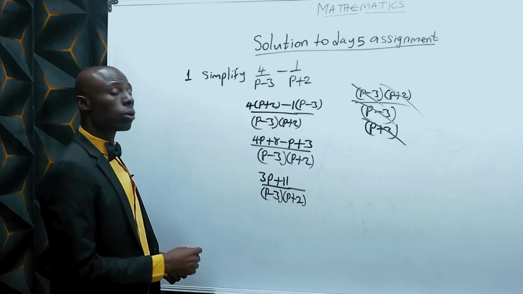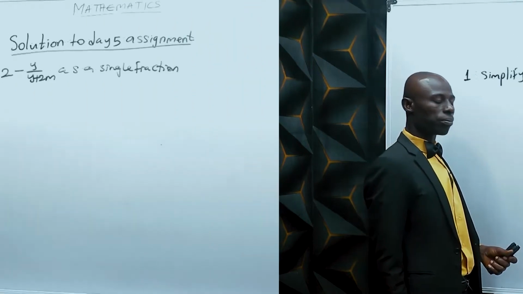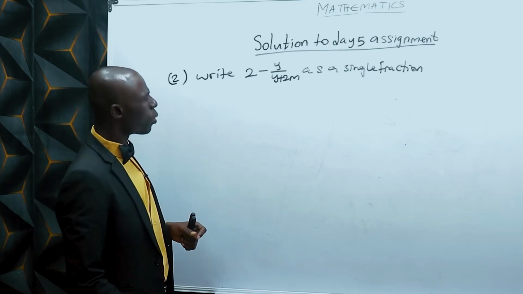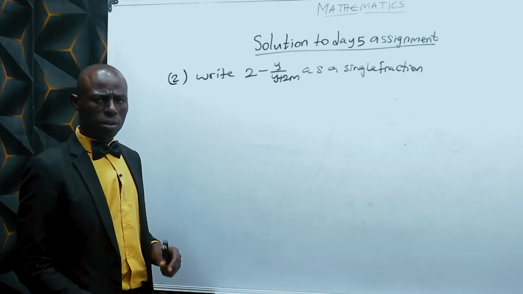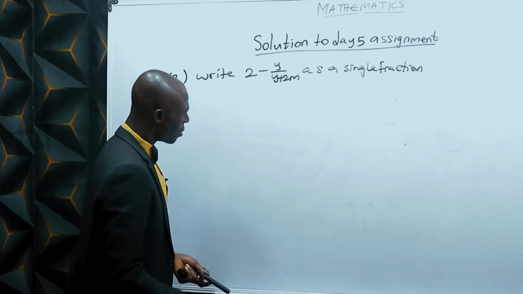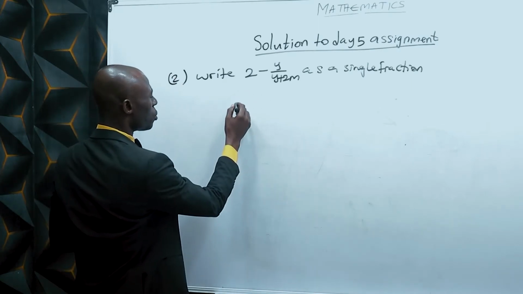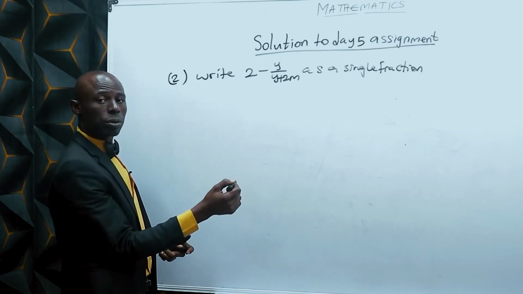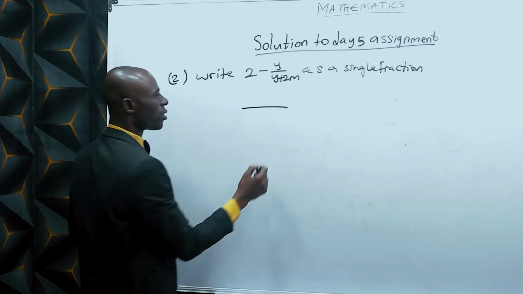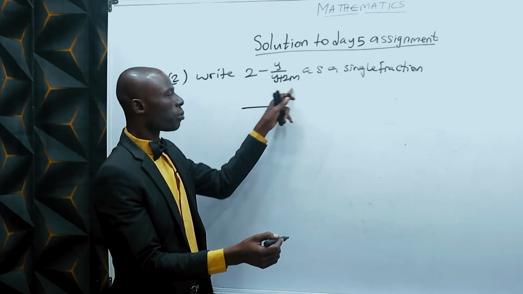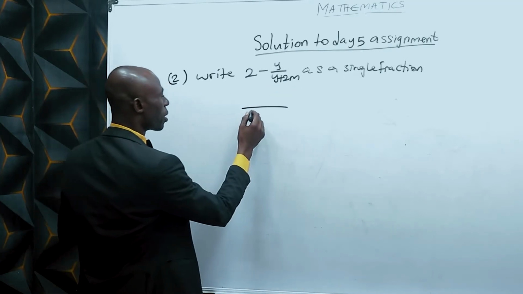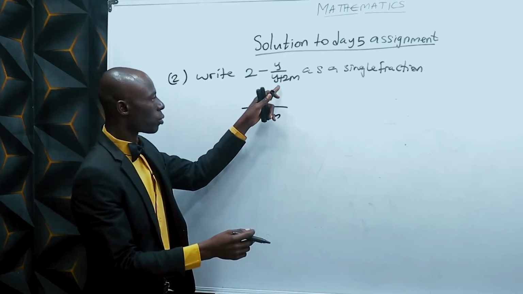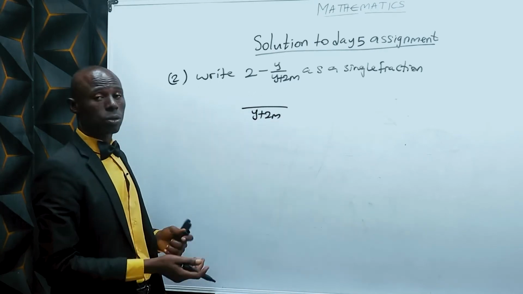So let's move straight to question 2 in the assignment. Write 2 minus y over y plus 2m as a single fraction. How do you write as a single fraction? Simplify, so to say. You know that the denominator of the first term is 1, invisible. So you want to find the LCM of 1 and this algebraic expression. Definitely the algebraic expression is the LCM in this case. The LCM between y plus 2m and 1 is y plus 2m.